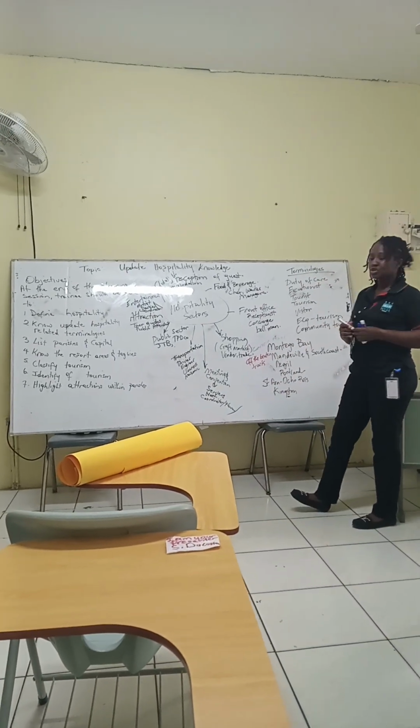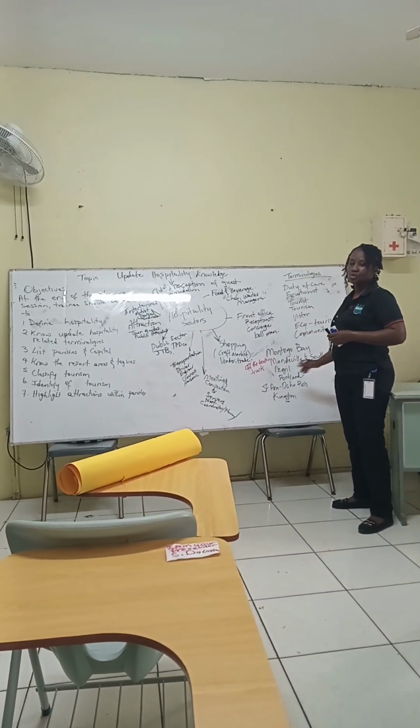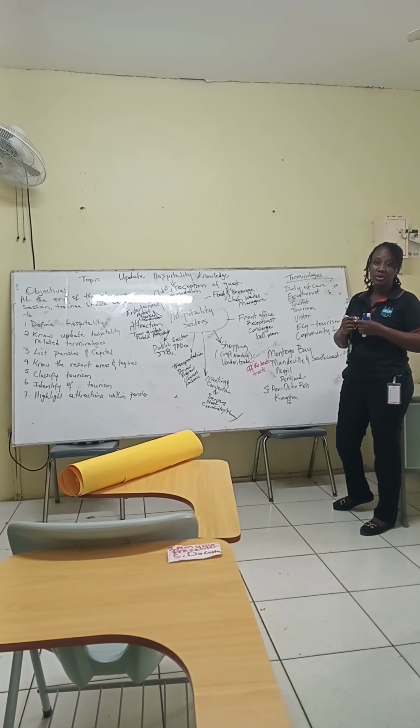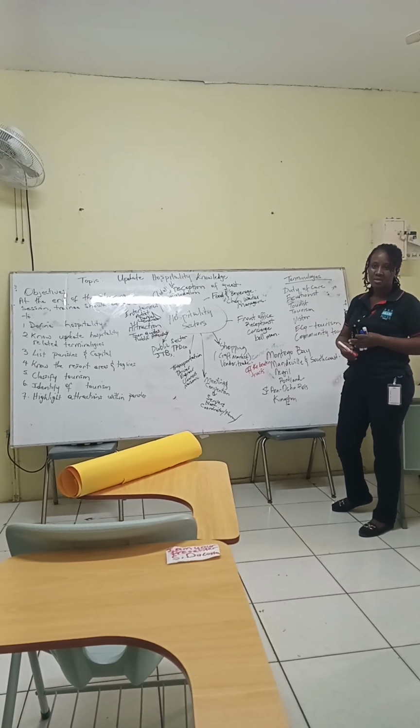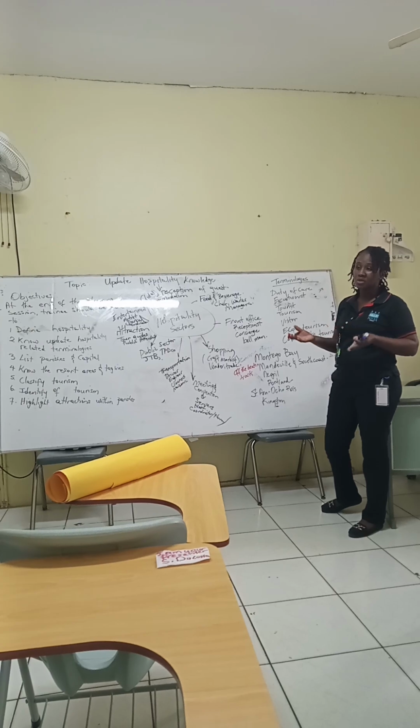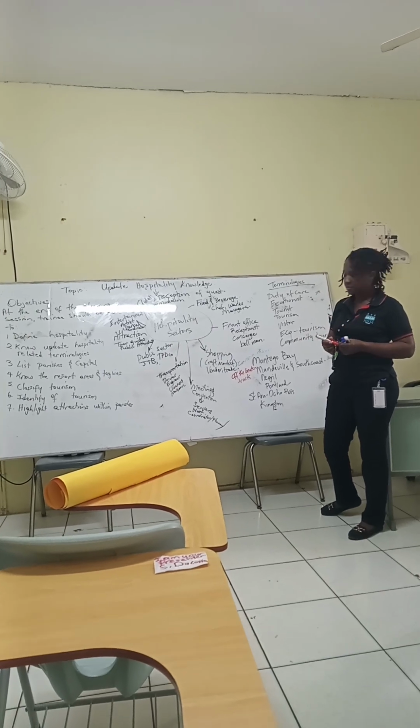Alright, and note that St. Elizabeth, which is the south coast part of it, was known in history as the breadbasket, the parish that will generate most food, or you can get all food items from that parish.